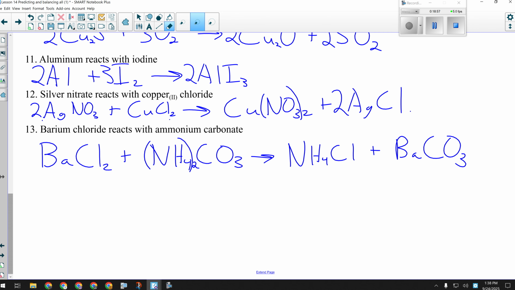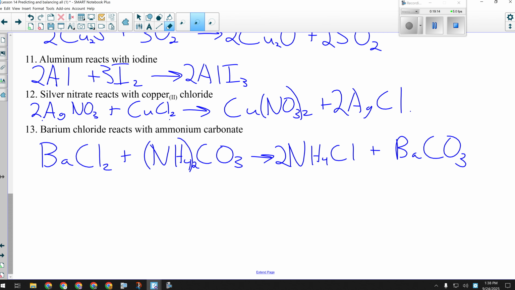Chlorine and ammonium are both 2s in the reactants, but they are both 1s in the products. So what needs to go here? 2. Is everything else balanced now? It is.